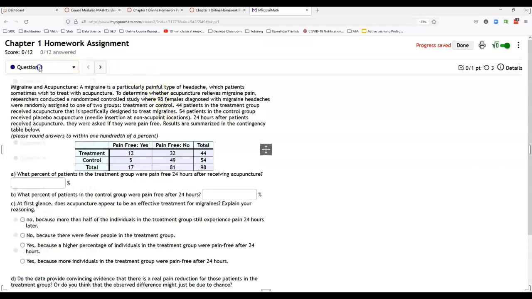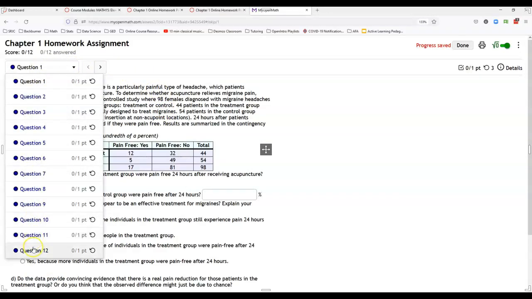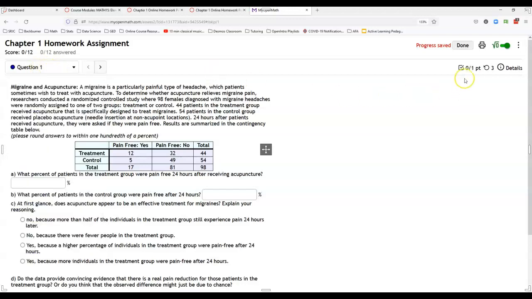There's a menu in the upper left-hand corner that allows me to access any of the 12 questions for this homework assignment. Also notice that this particular problem is worth 1 point. I'm circling where it says that. And notice that it says how many tries I have for every question. So in this case, I get 3 tries per question. Even if I use all 3 tries, there's usually another opportunity to do the problem again.